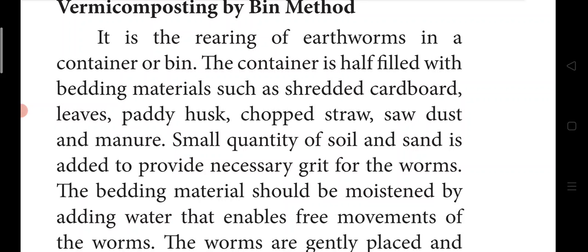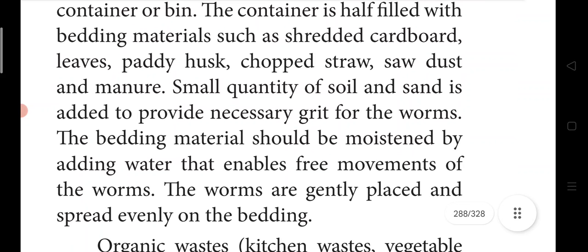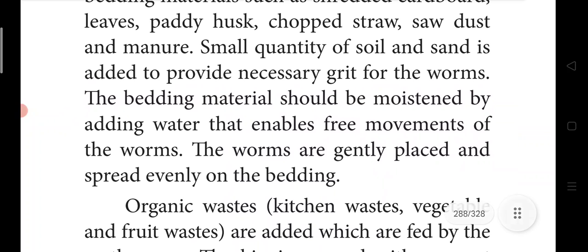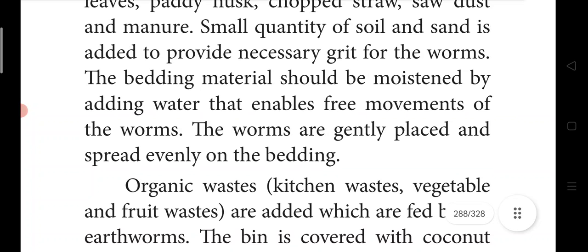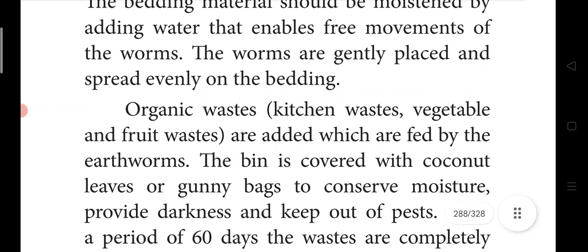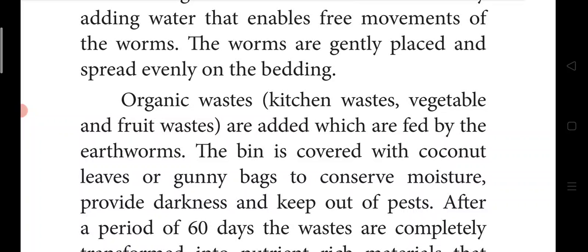Now a small quantity of soil and sand is added to provide necessary grit for the worms. So in order to provide life for the worms, it should be added with the soil, a small quantity only, not too much. The bedding material should be moistened by adding water that enables free movement for the worms. So after we add the bedding material and the soil, we have to pour water into that so that the worms can move inside very easily. The worms are gently placed and spread evenly on the bedding. So after this we have to put the worms into the bedding.